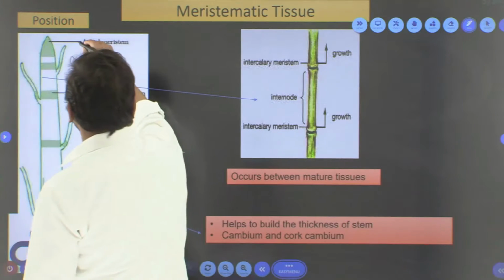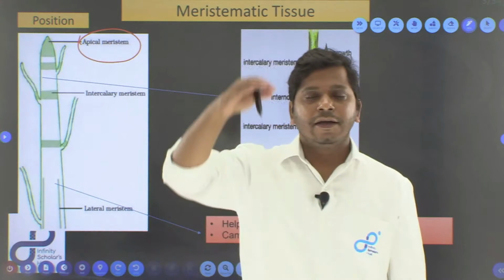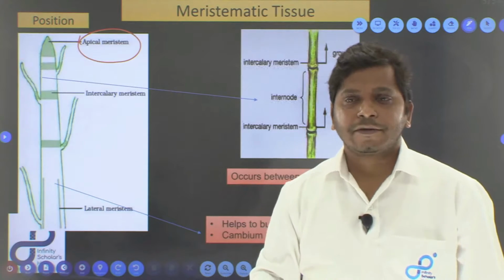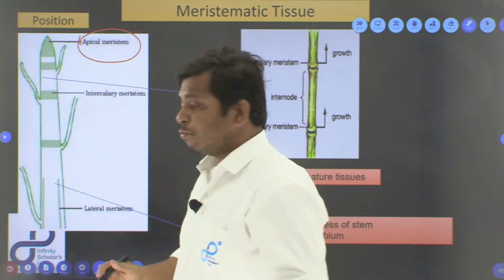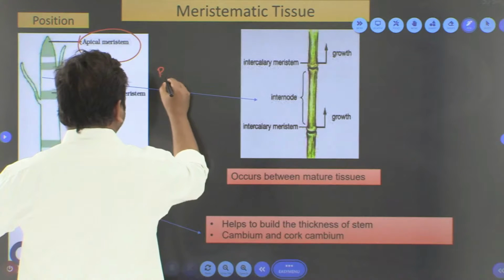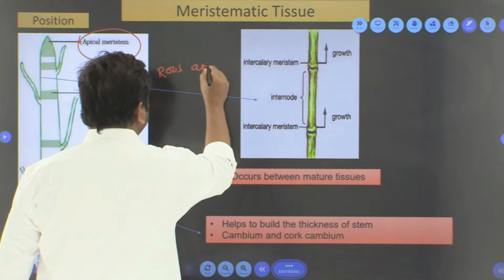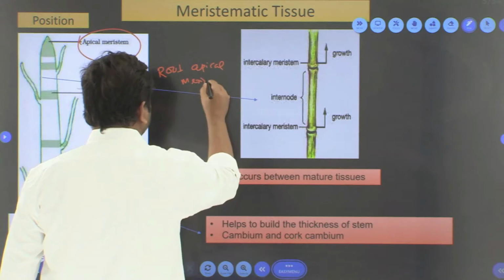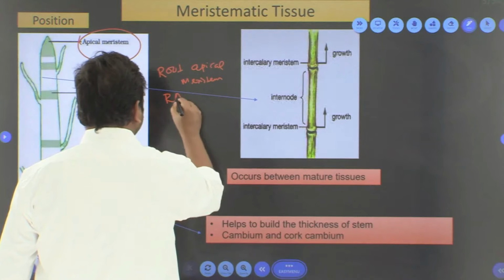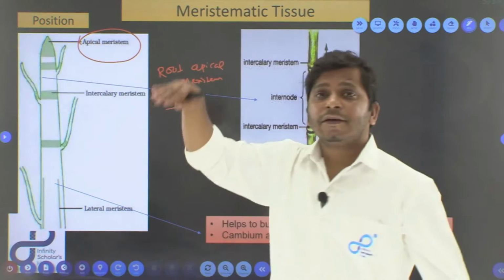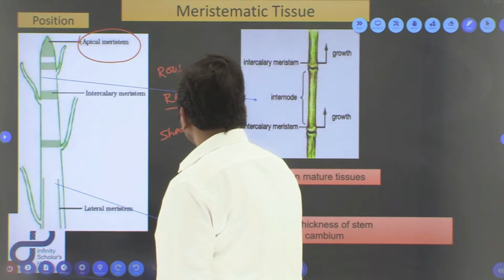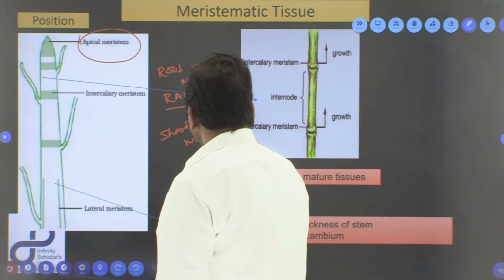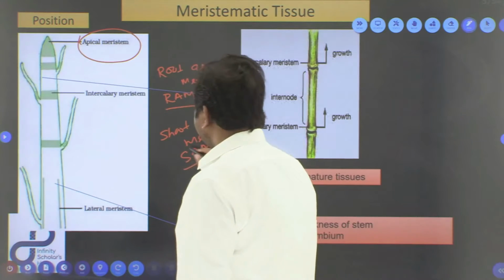As the name suggests, where is the apical meristem going to be located? In the apex, in the shoot apex as well as in the root apex. If the apical meristem is present in the root, it will be called root apical meristem, and that would be simply called RAM. And if it is present in the tip of the shoots, then it will be called shoot apical meristem. This is called SAM. So, RAM and SAM.